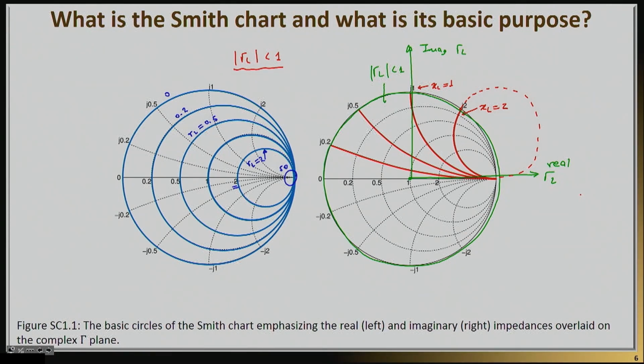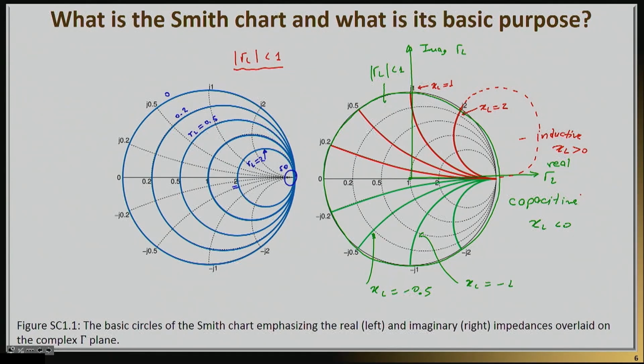Now, the other thing we need to remember is that XL is the imaginary part of the load, and a load can be inductive. In that case, my XL is positive. Or it can be capacitive. In that case, my XL is negative. And if that happens, then I'm looking at the bottom half of the Smith chart. So for example, the XL you see here has a value of negative 0.5. The XL that represents this circle has a value of negative 1, and so on and so forth.